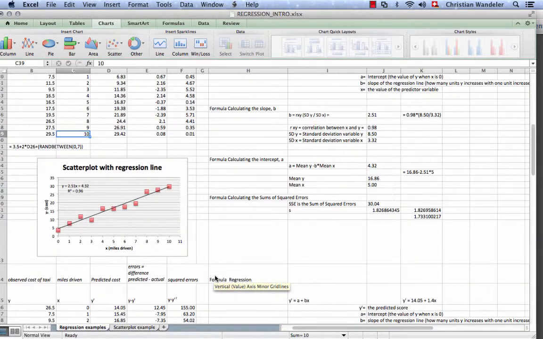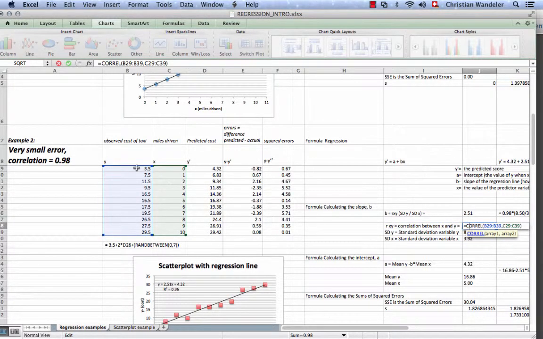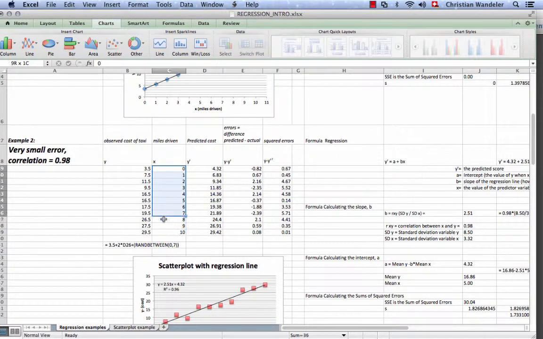So now we do the same thing. We're going to first calculate the slope, b. So we took the correlation between the y values and the x values, and you see it's still a very high correlation, right? 0.98. Then we calculate the standard deviation of y and the standard deviation of x. Note, the standard deviation of x is the same because we didn't change any of these values, right? We're still interested in how much it costs if you drive 0 up to 10 miles.